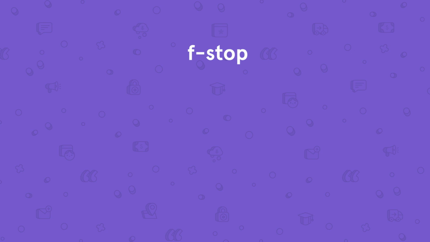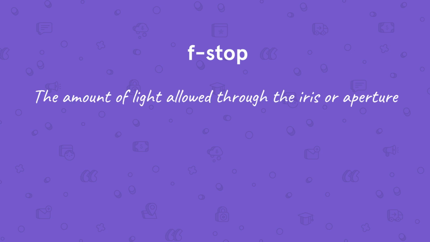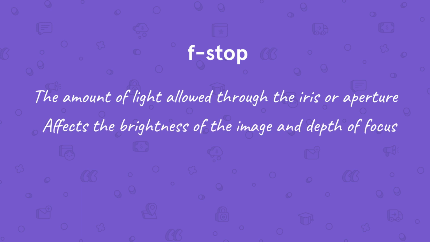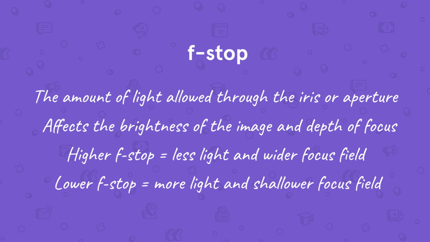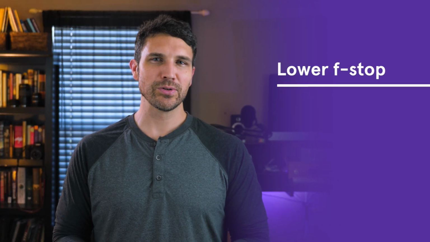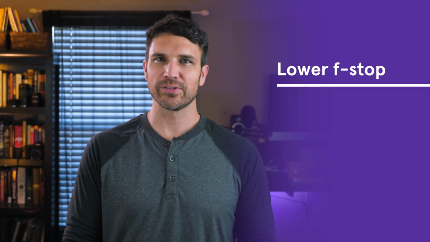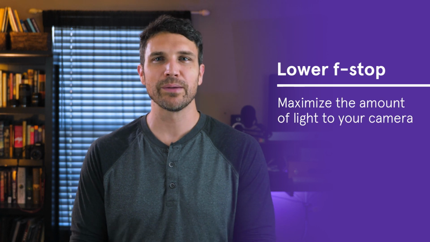F-stop is the next stop on our camera settings journey. F-stop has to do with the amount of light that's allowed through a small ring in your lens called the iris or aperture. This setting affects how bright your image is and also the depth of the focus field. The higher the f-stop, the less light and the more in focus the foreground and background will be together. The lower the f-stop, the more light and the blurrier your foreground or background will be depending on where your lens is focused. Depending on how well lit your studio is, you might use a lower f-stop to maximize the amount of light coming into your camera.